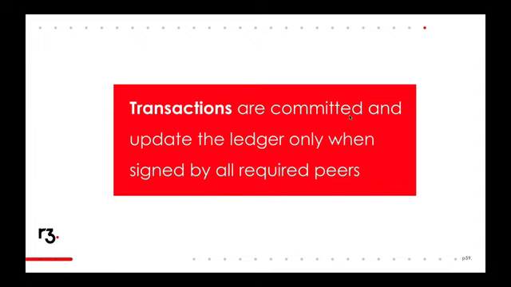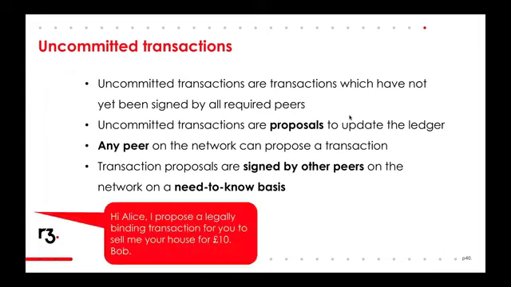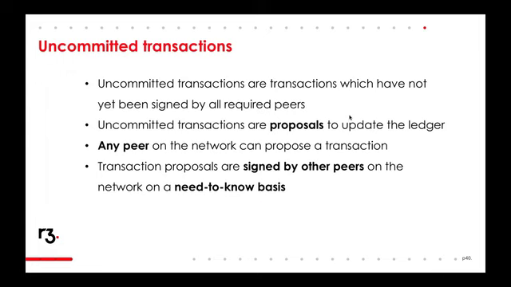But what I've left out so far is how peers ascertain whether the transaction is actually a valid update to the ledger. We'll cover that in the next webinar. That's where the contract code comes in. But for now, you can think of a committed transaction as one that has been signed by all peers, and an uncommitted transaction as one that has not yet been signed by all peers. It's worth noting that an uncommitted transaction is merely a proposal to update the ledger. Any party or peer on the ledger can create a transaction proposal, and these proposals must be inspected and signed by other peers on the ledger on a need-to-know basis.